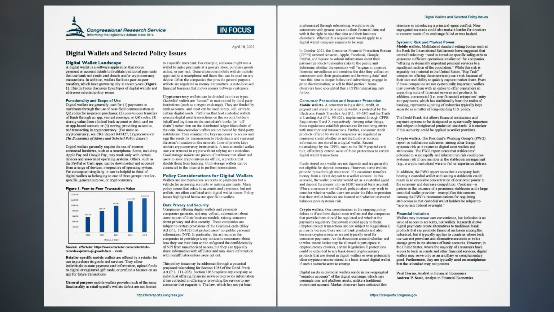Systemic risk and market power. Mobile wallets. Multilateral standard-setting bodies such as the Bank for International Settlements have suggested that central banks may need to introduce specific safeguards to guarantee sufficient operational resilience for companies offering systemically important payment services to a significant section of the population. While this risk is arguably not material in the United States, big tech companies offering these services pose a risk because of their size and ability to quickly capture market share.